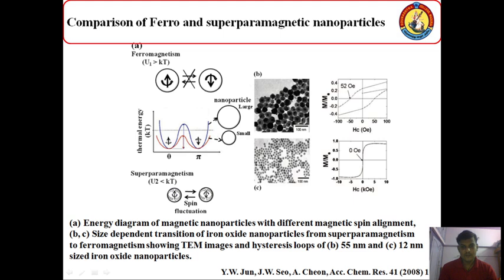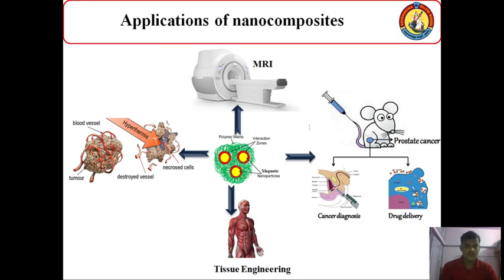superparamagnetic material. These superparamagnetic materials are mostly used in medical applications, where they are combined with polymer materials and some composite materials, which is very useful in cancer diagnosis, drug delivery systems, and hyperthermia treatment. Particularly in tissue engineering, these superparamagnetic materials are currently useful.